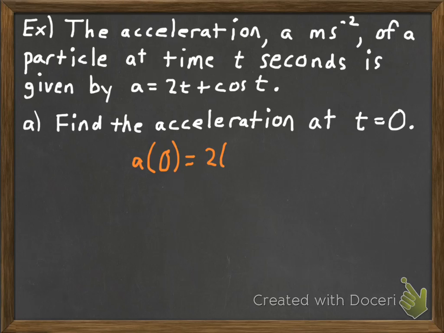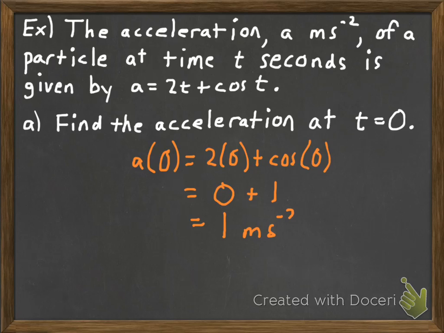So that'll give us 2 times 0 plus the cosine of 0. Now 2 times 0, of course, is 0. The cosine of 0 is 1. And so that tells us that the initial acceleration, when t is equal to 0, is 1 meter per second squared. And make sure you include your units there. This is one of those where you get a unit penalty if you don't include it. Good so far?